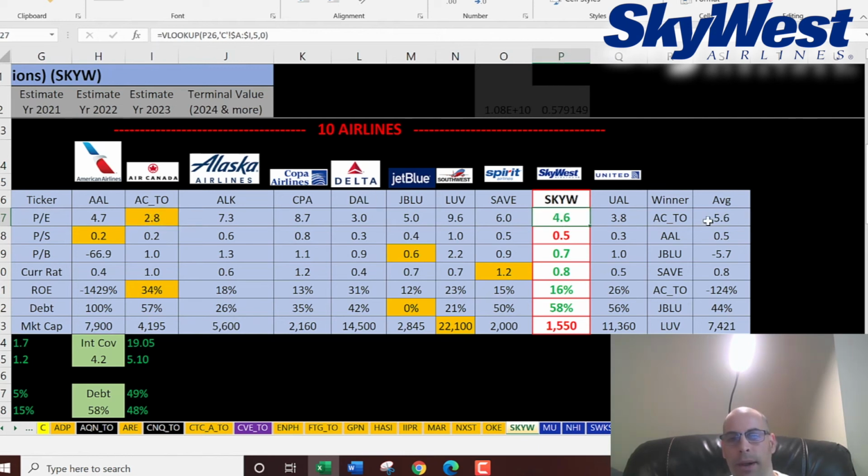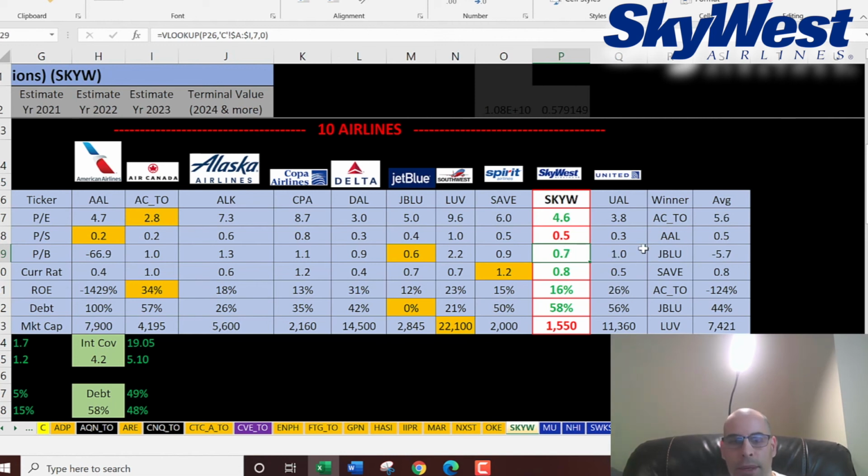The average PE is 5.6 and SkyWest is 4.6. Value investors look for a PE below 15. The reason the airline industry has such low PEs is because their stock price has come down so much because people are really concerned about the future of this industry. They have a good price to sales ratio, but it's a little above the average in the industry. Their price to book is better than the average.